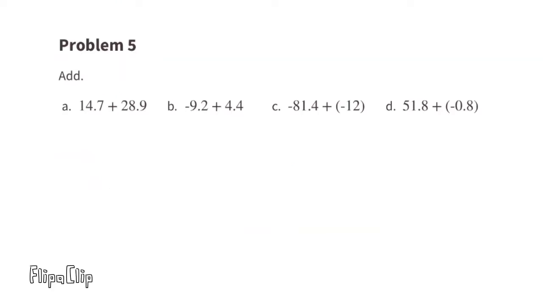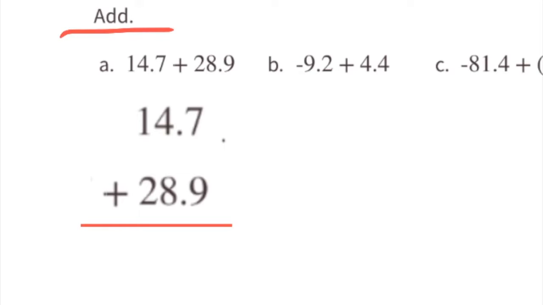Problem number 5. Add A. 14 7/10 plus 28 9/10. 7 plus 9 equals 16. Carry the 1 and bring down the decimal. 1 plus 4 plus 8 is 13. Carry the 1. 1 plus 1 plus 2 is 4. 43.6, or 43 6/10.